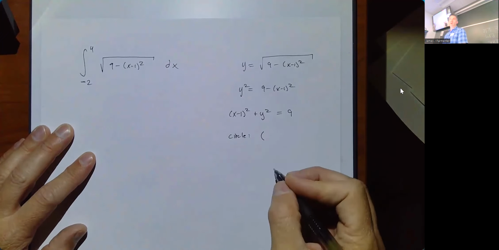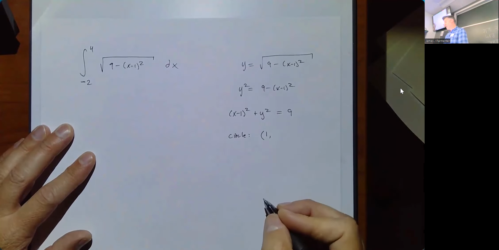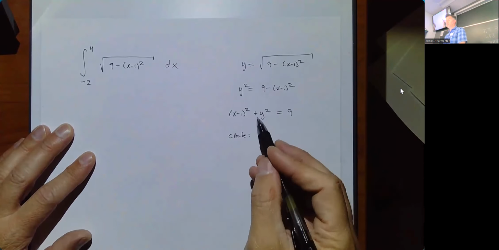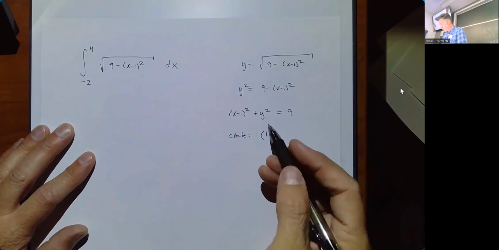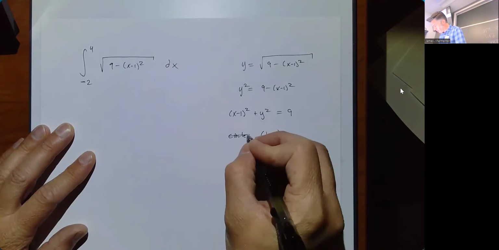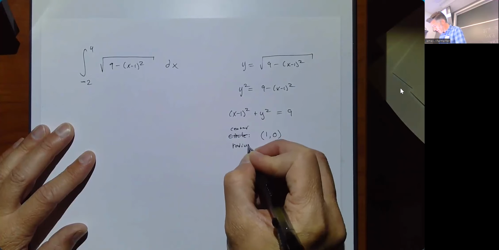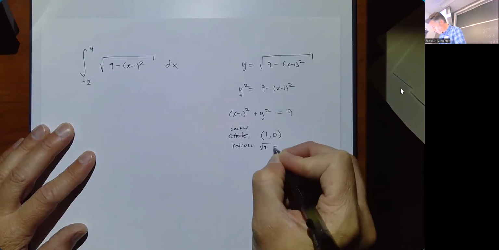So circle. What's the center of this circle? What's the x coordinate for sure? 1, and the y coordinate is, it's always confusing when they didn't write something there, but that's really like a y minus 0. The y coordinate is 0. And I meant to write center, not circle. And the radius is what? Square root of 9, which is 3.